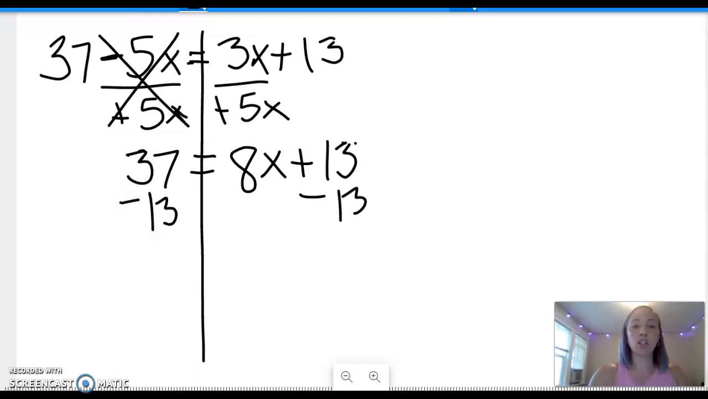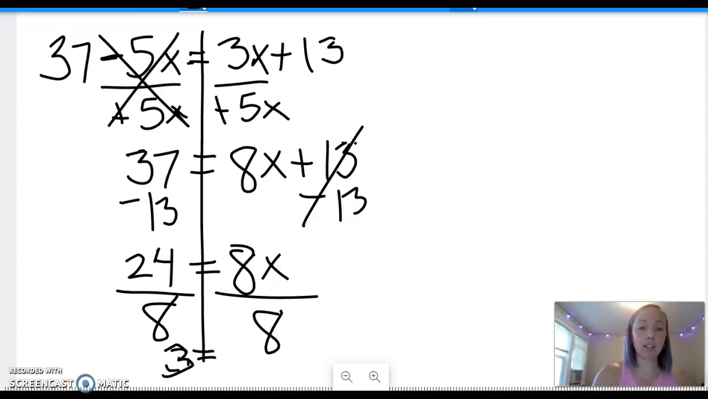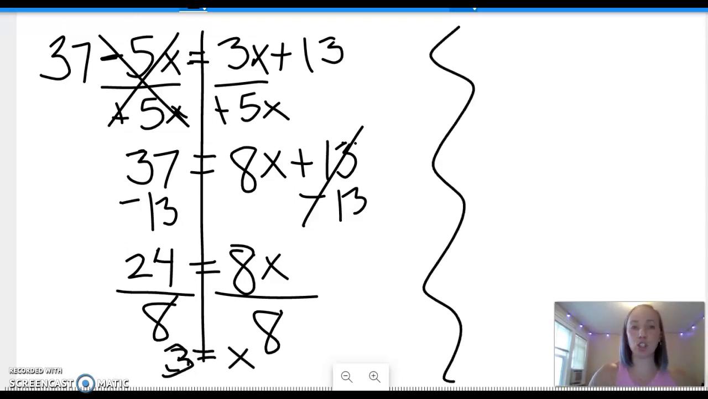Minus 13. Because if we did plus, I would still have 26 on this side, and I get 50 on that side, and suddenly neither one went away, and I need one of them to go away. So that will go away since I'm subtracting. 8x, I get 24 on this side. Now I have 8 times x, so I'm going to divide by 8, divide by 8. 3, I think, is equal to x, but let's check.